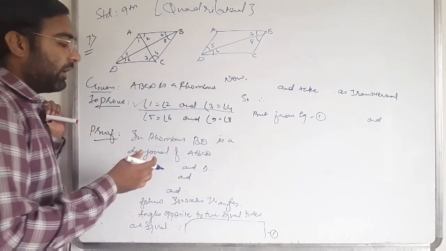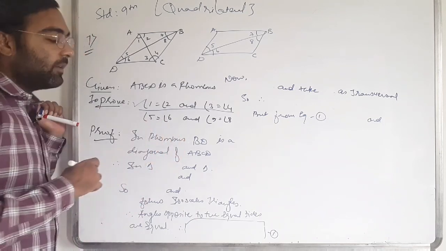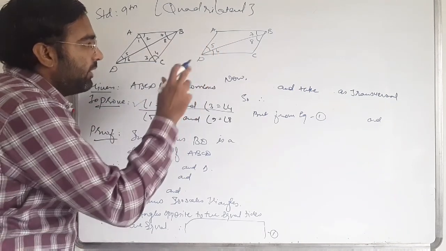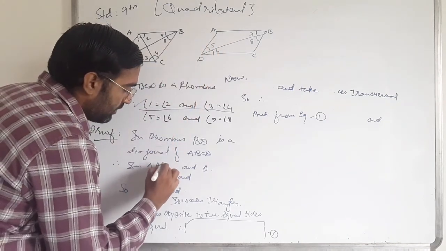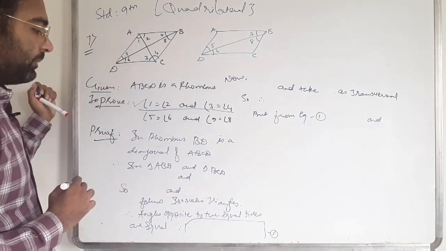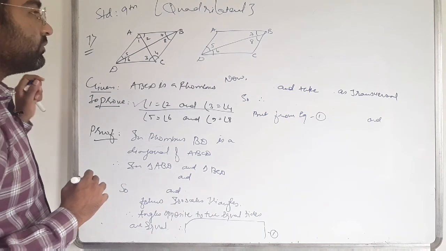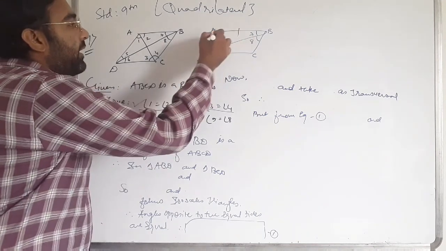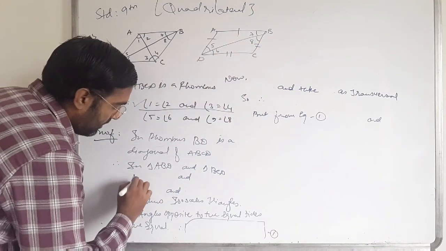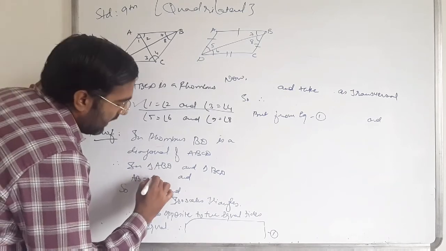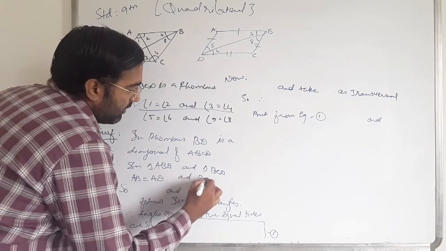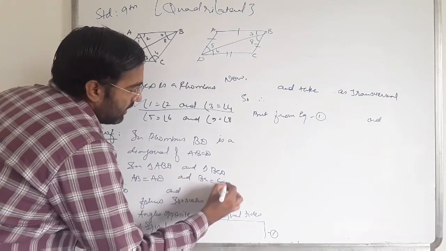BD is a diagonal of ABCD. Okay. In triangle ABD and in triangle BCD, we are seeing that sides AB and AD and sides CD and BC are equal. We are taking AB equal to AD and BC equal to CD. Okay.